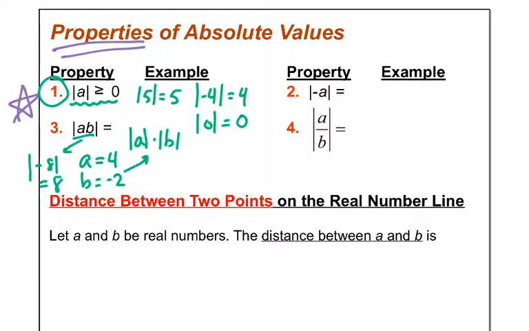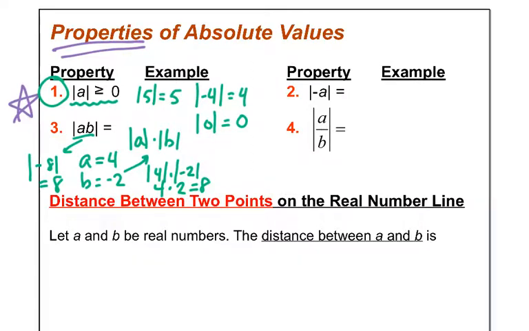Does that work? Let's see. I'm going to take the absolute value of 4 and multiply it by the absolute value of -2. Ooh, the absolute value of -2 is regular 2, right? So 4 times +2, and again, I get 8. So it works. So absolute value works over multiplication.